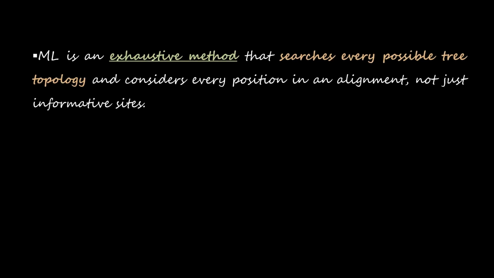ML is an exhaustive method that searches every possible tree topology and considers every position in an alignment, not just informative sites. So I just mentioned that it covers up for the disadvantages we faced when we used the maximum parsimony method. One of the disadvantages was that the MP method does not account for all the sites. It uses only informative sites and discards the non-informative sites. But here in ML, it is using all the positions and all the sites, not just informative but non-informative sites as well, and then creating the best possible tree.